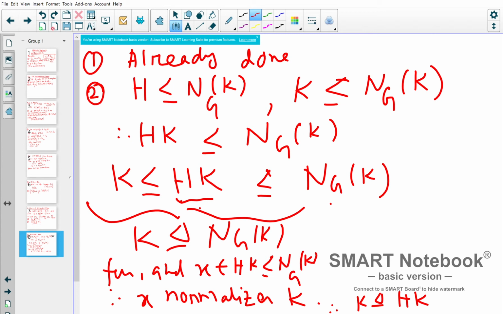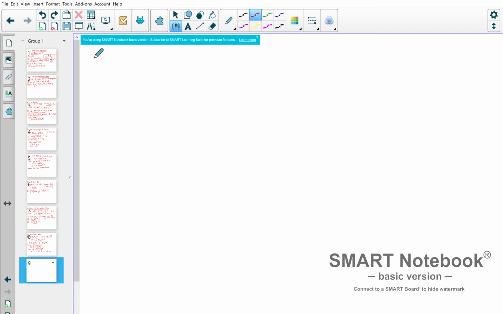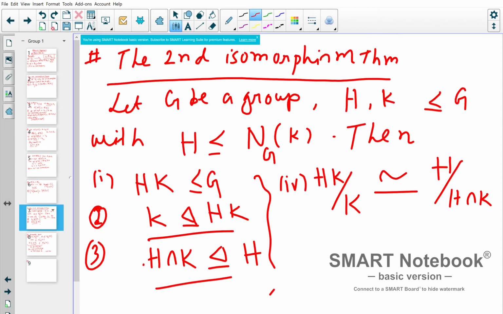So now, property proof 3, what I said. What was that property? So H intersection K is also a normal subgroup of H. H intersection K is a subgroup of H, you already know. Now you need to prove that H intersection K is a normal subgroup of H. And how to prove this? The proof is also simple.